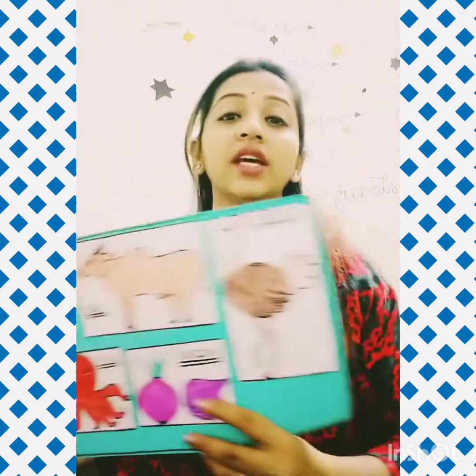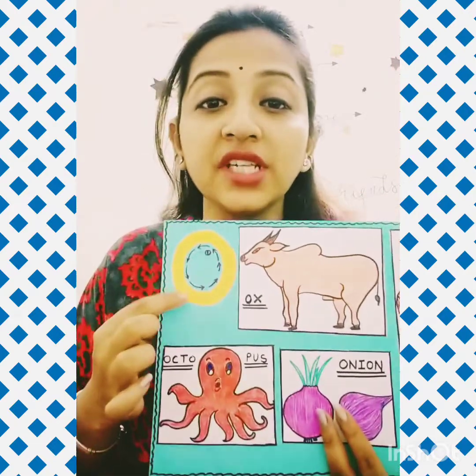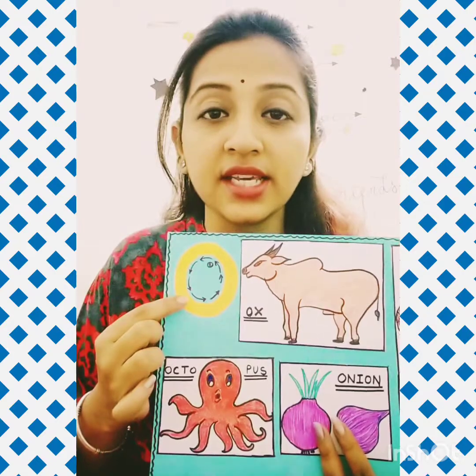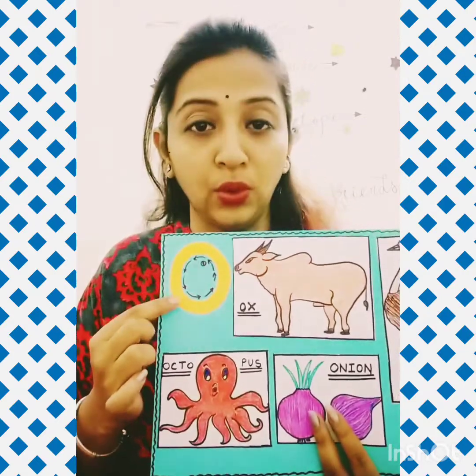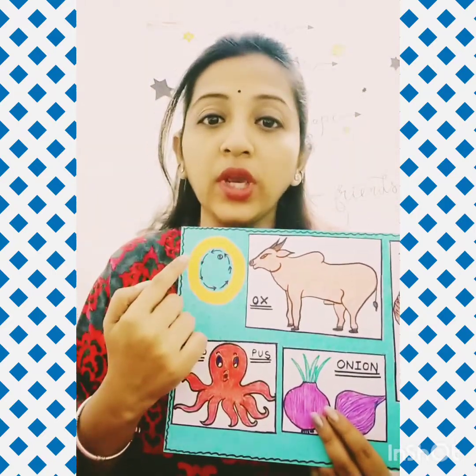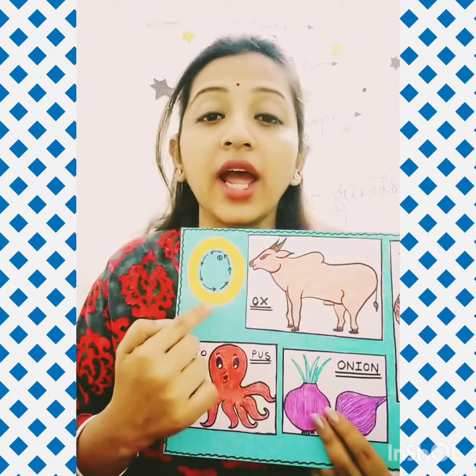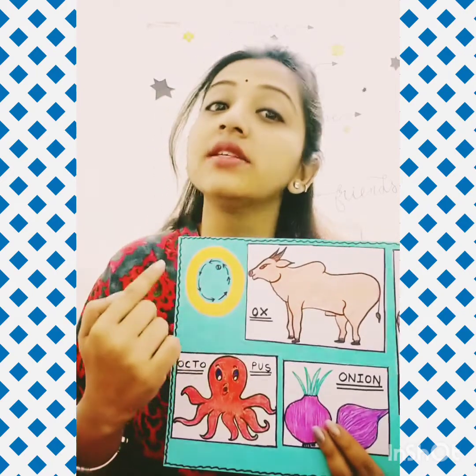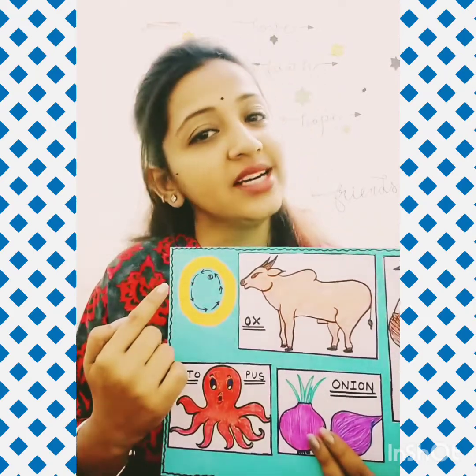So look here, kids. Which letter is this? First you have to see this side. Which letter is this? This is letter O. And now you have to see the formation of letter O. O just looks like a zero. Letter O looks like number 0.